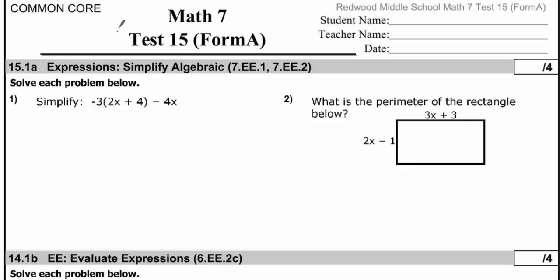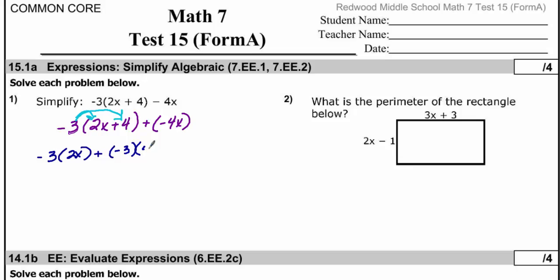So simplifying algebraic expressions. What that means is we're trying to get this down to where we have as few terms showing as possible. One of the things that we've talked about doing is making sure that all of our problems are addition problems. So we're going to rewrite this. First thing I'm going to do is rewrite this like so, so everything is addition. Now we're going to use the idea of the rainbows. We're going to be multiplying negative 3 times 2x and multiplying negative 3 times 4. So we have negative 3 times 2x plus negative 3 times 4 plus negative 4x.